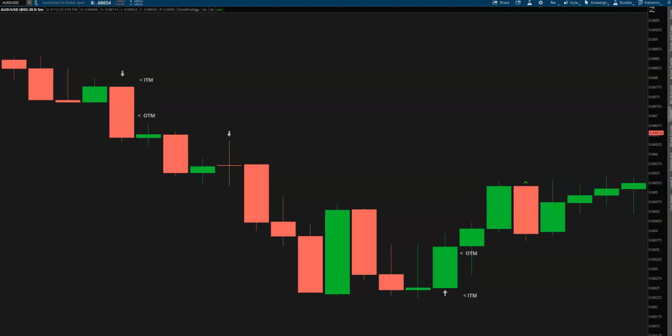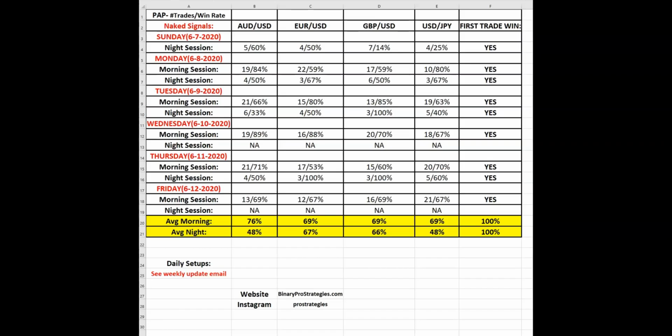All right, so with that being said, let's take a look and see what our stats look like for the week. All right, so here's the stats for the week. Stats surprisingly were weak. To be quite honest, I've never seen the naked stats be this low on several of these.